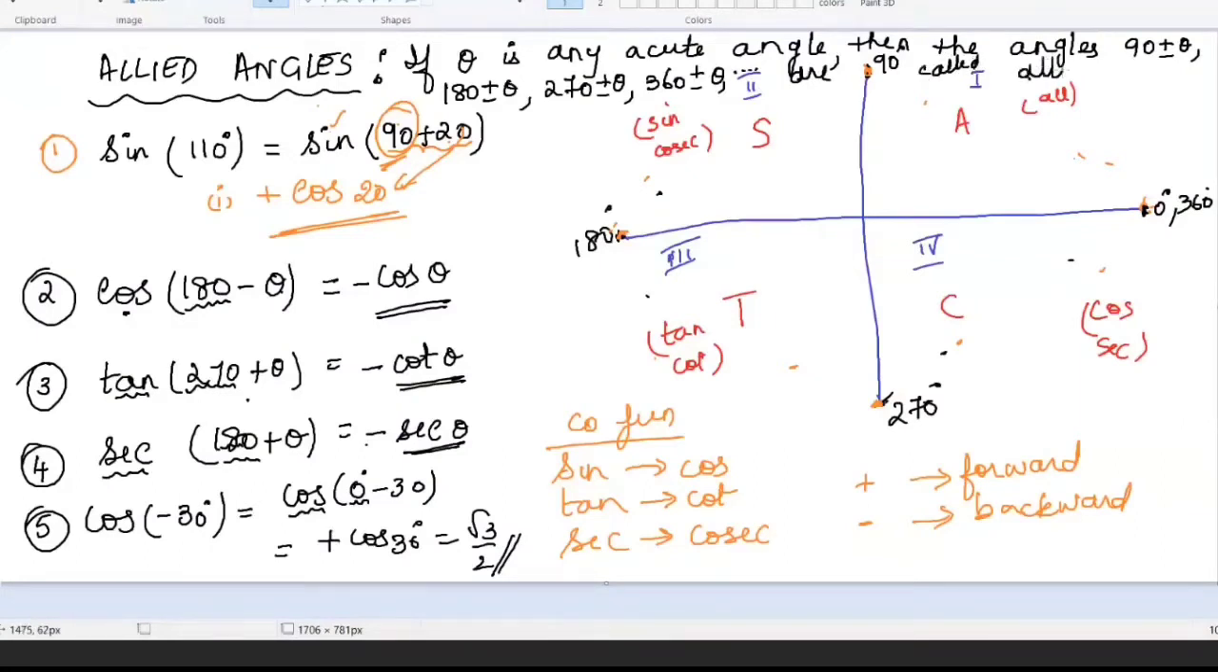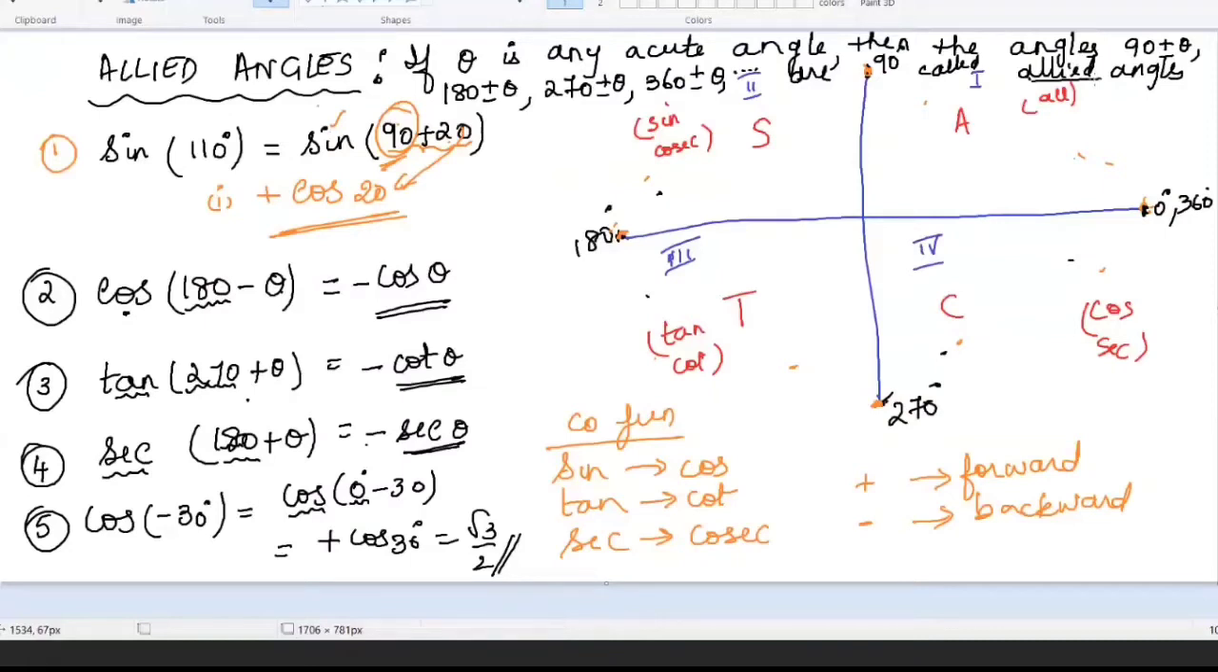allied angles. Underline the word allied angles. Are called allied angles. So that is the first thing you need to write. What I told you just now is the allied angle definition. When the word allied angle is there, you should know this definition.